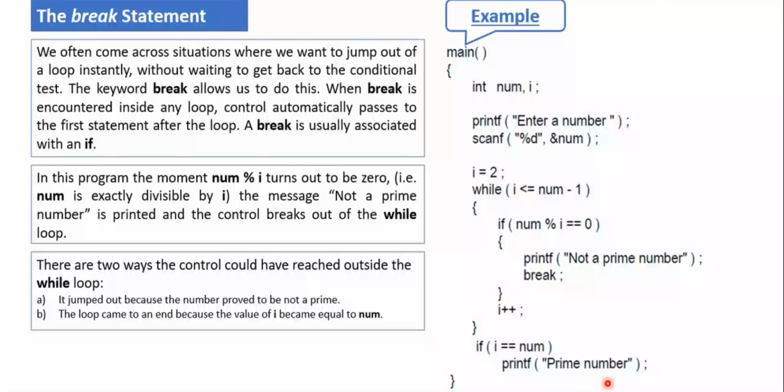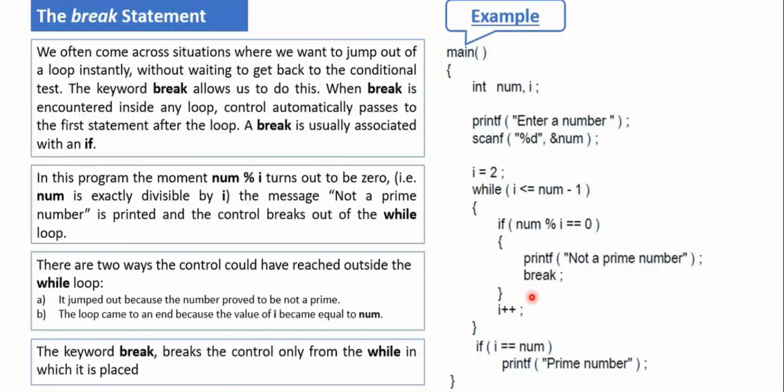So the keyword break breaks the control only from the while loop in which it is placed. That means if there are multiple while loops, the break placed in one while loop will break only that loop, not the other one. We'll try to run this code in the Code::Blocks session, so let's jump to the Code::Blocks window.